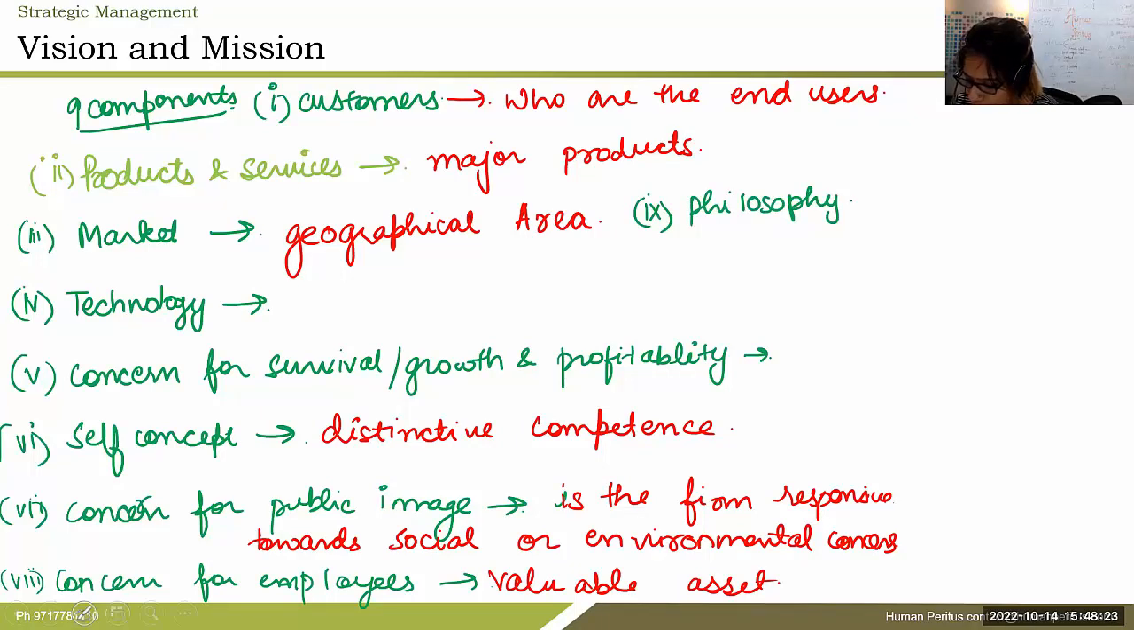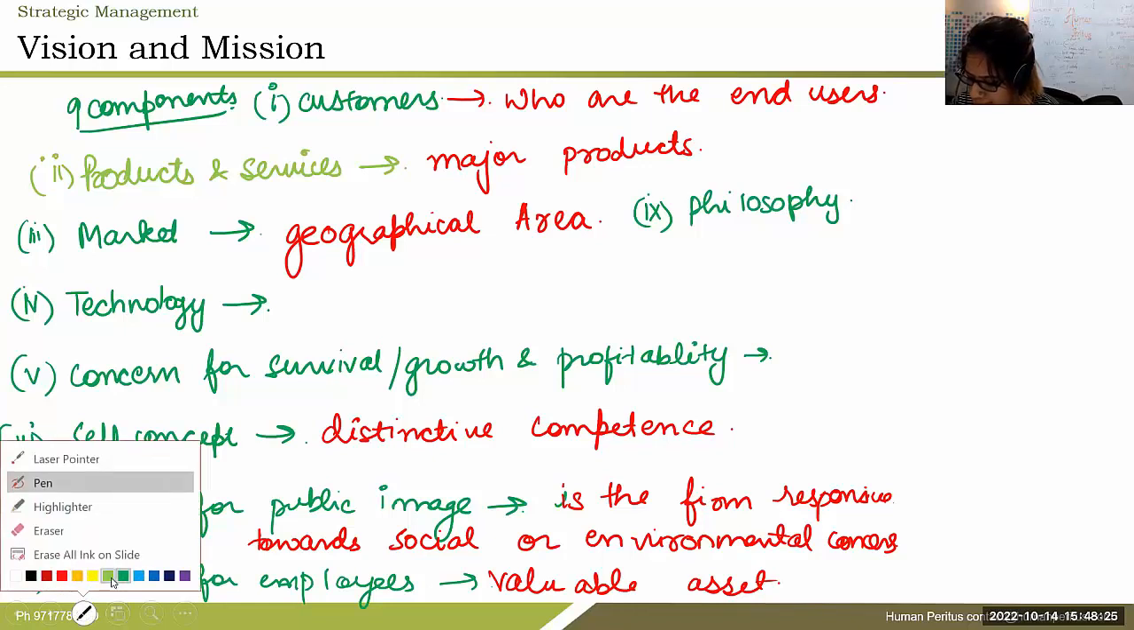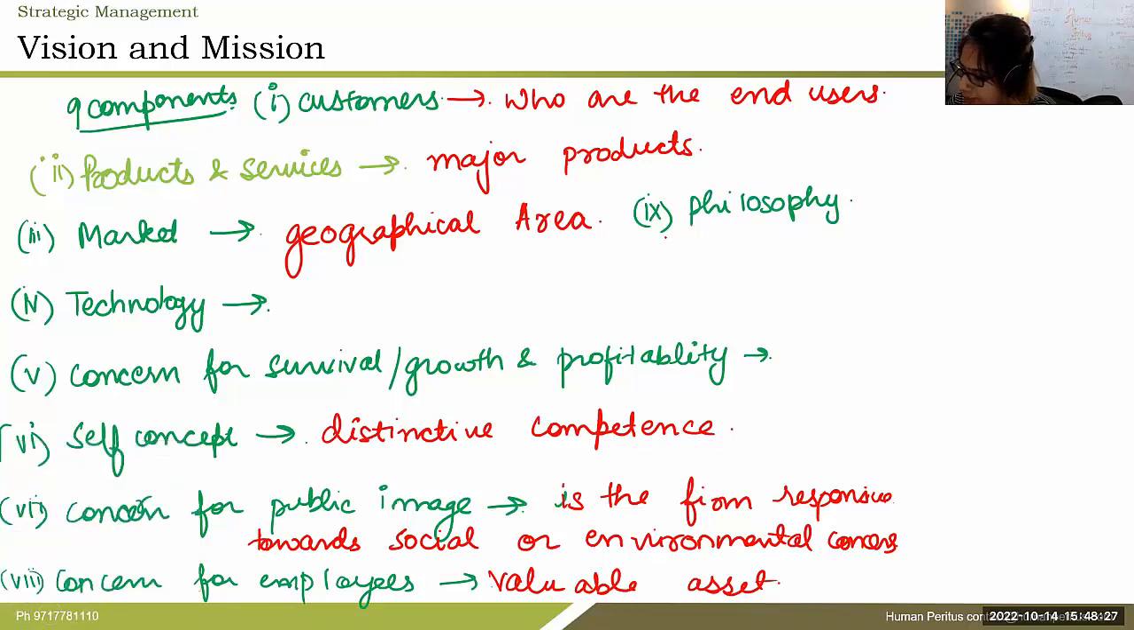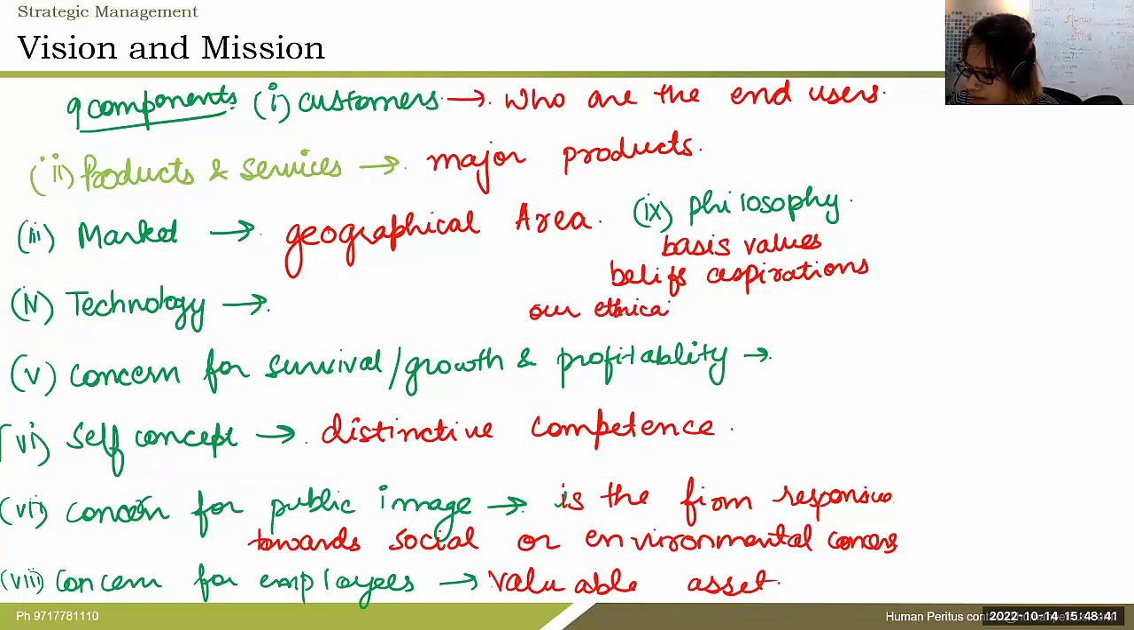As in, I told you what mission tells us about our basic values, our beliefs, our aspirations, our ethical priorities. So for a vision or mission statement to be a best fit, we need to include all these 9 components.